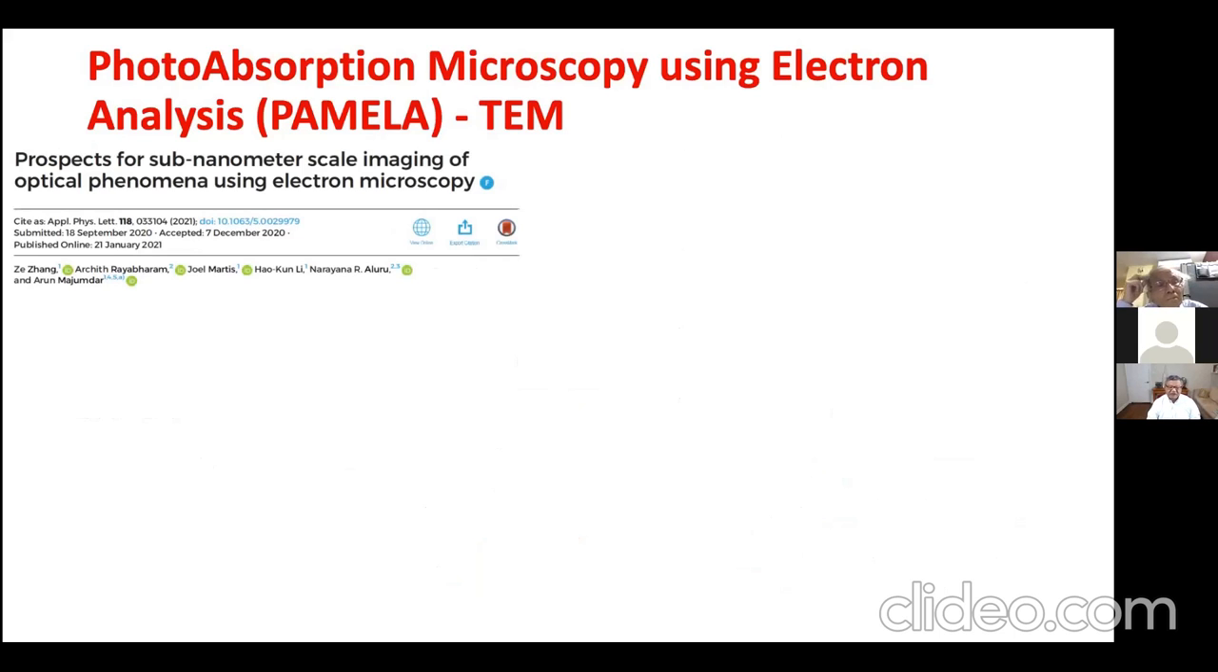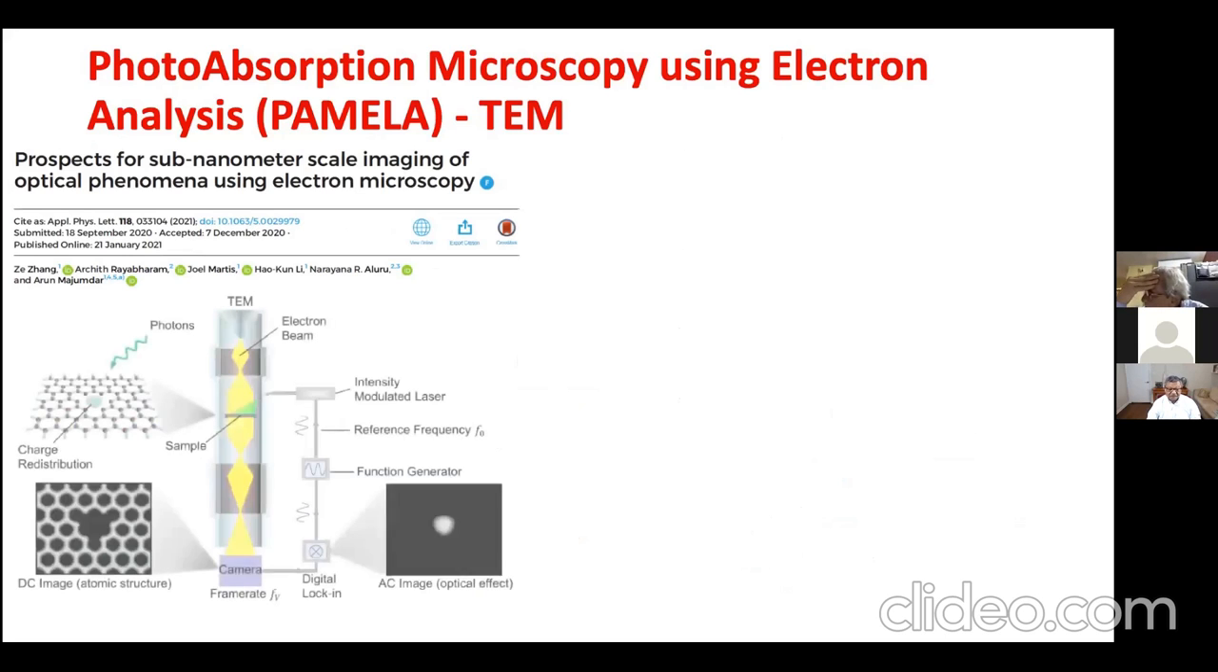The TEM has gone through a major development with aberration corrections and others, and now we can see single atoms fairly easily. We are asking the question: if you photo excite matter in a TEM, can you see that with the transmission of the primary electron, which is anywhere from 80 kilovolts to about 300 kilovolts or so?